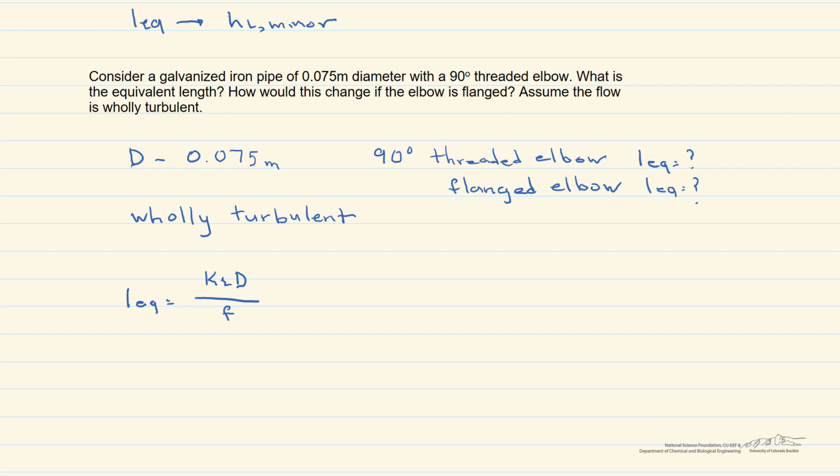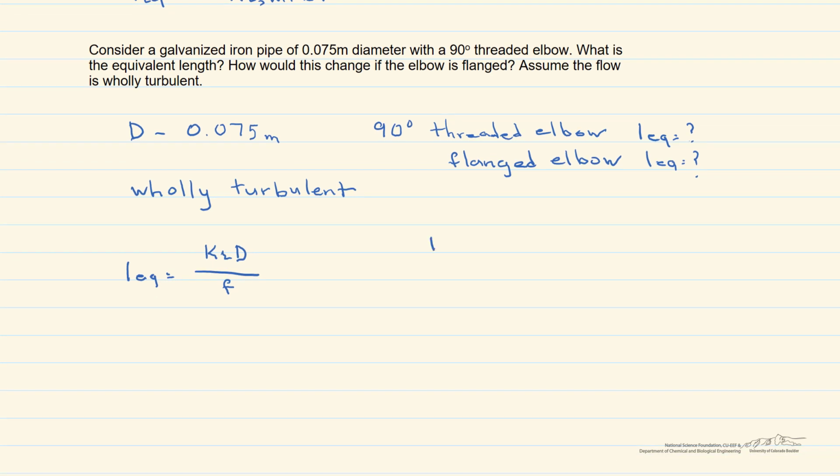So we'll start with K sub L. These values are tabulated in any fluid mechanics book. When we look them up, we find that it is equal to 1.5 for the threaded elbow and 0.3 for the flanged elbow. One thing to keep in mind, these loss coefficients are not material dependent. So we could have a copper pipe instead of an iron pipe, and we'd have the same two loss coefficients.